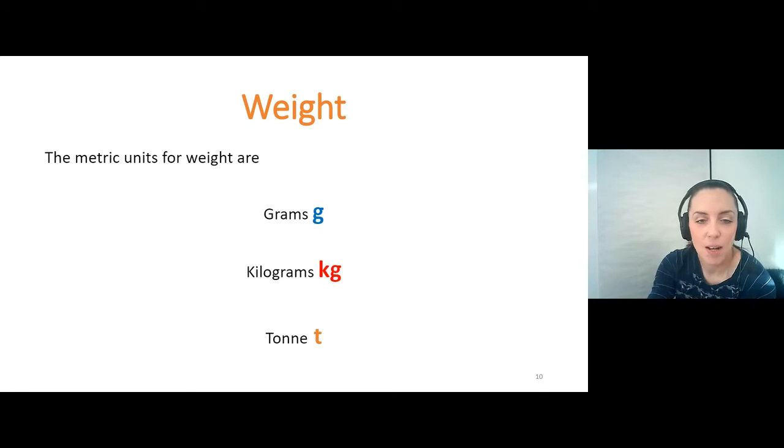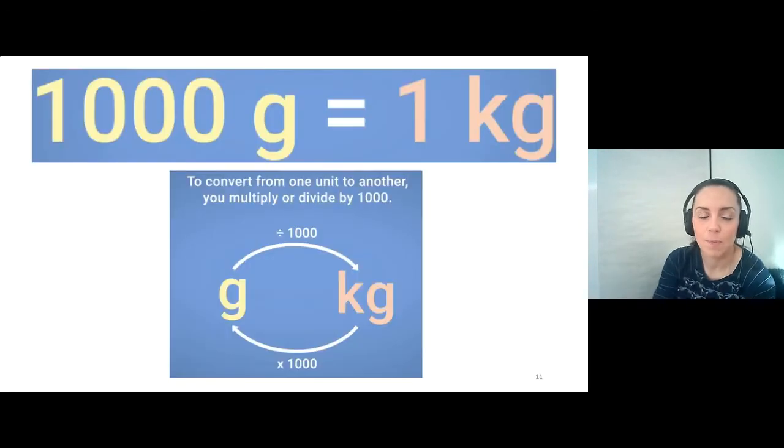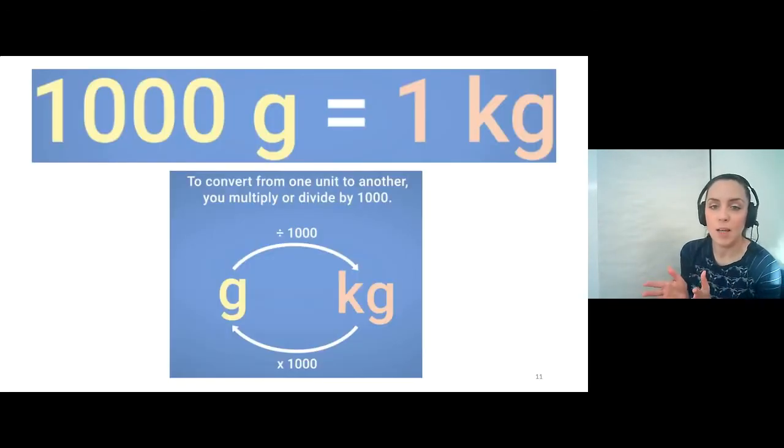So we're going to look at grams to kilograms first. Because we know kilo means 1,000, then 1 kilogram must equal 1,000 grams. 1 K for 1,000, G for grams, 1,000 grams. So to convert from one unit to another, if we're going from grams to kilograms, we're going from a smaller measure to a larger one. So we divide, and as there's 1,000 grams in a kilogram, we divide by 1,000.